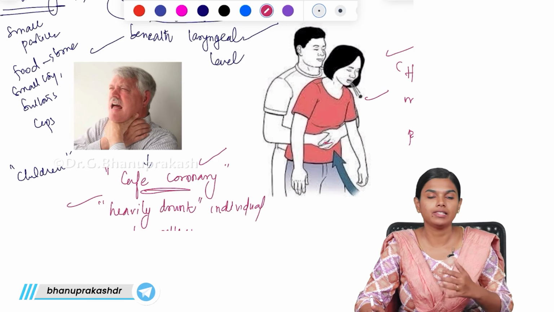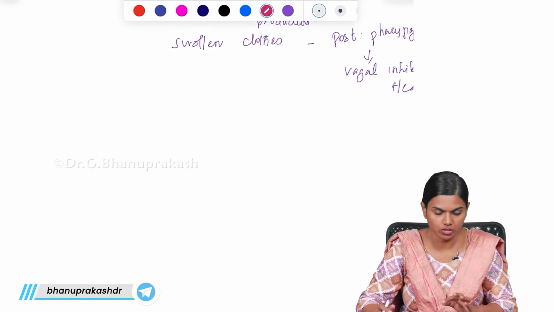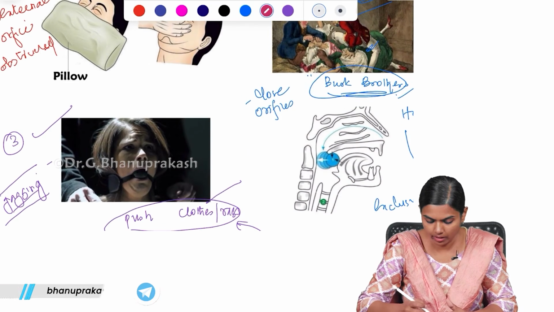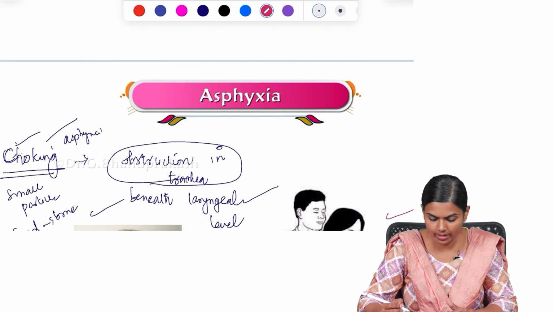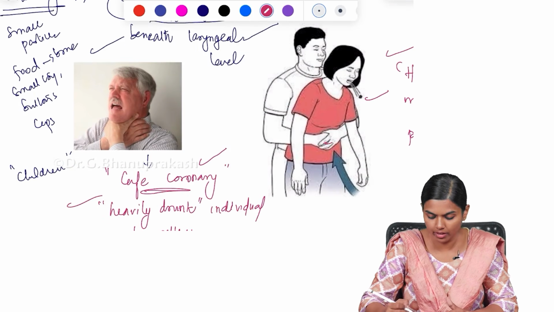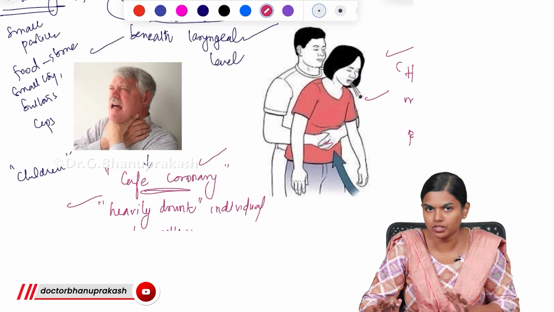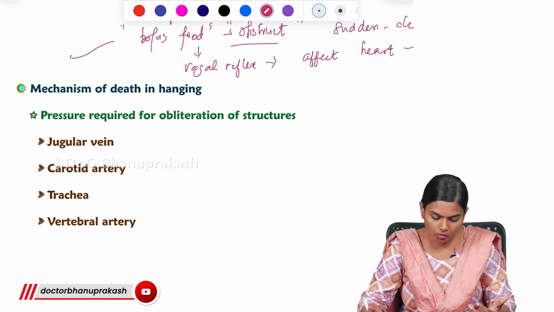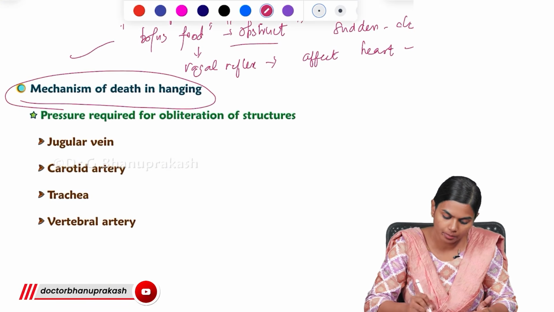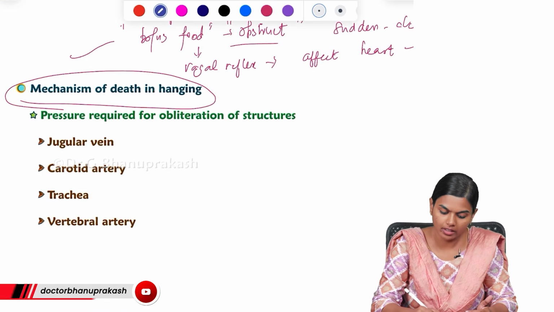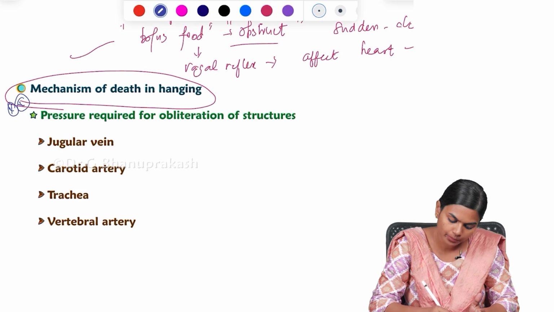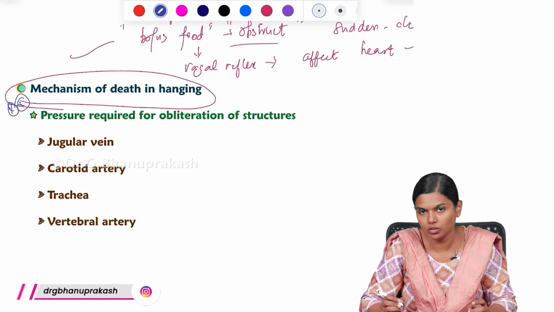So these are the basic types of suffocation: starting with smothering, burking, then gagging, and finally choking and cafe coronary. These are the basic types of suffocation that we have to know. Now we are done with the types. Now we are going to see the mechanism of how death occurs in case of hanging. This is very important. This itself is a 5-mark question, or they can ask it as a 2-mark question as well.